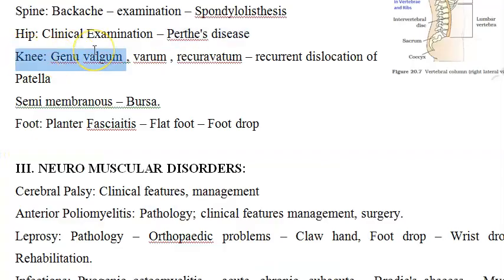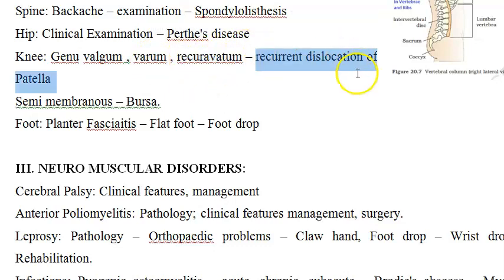Then knee, we are talking about genu valgum, varum, recurvatum, recurrent dislocation of patella. Oh wow. Okay. Then semi-membranous bursa. Coming to the foot, plantar fasciitis, flat foot, foot drop. All this you should know.